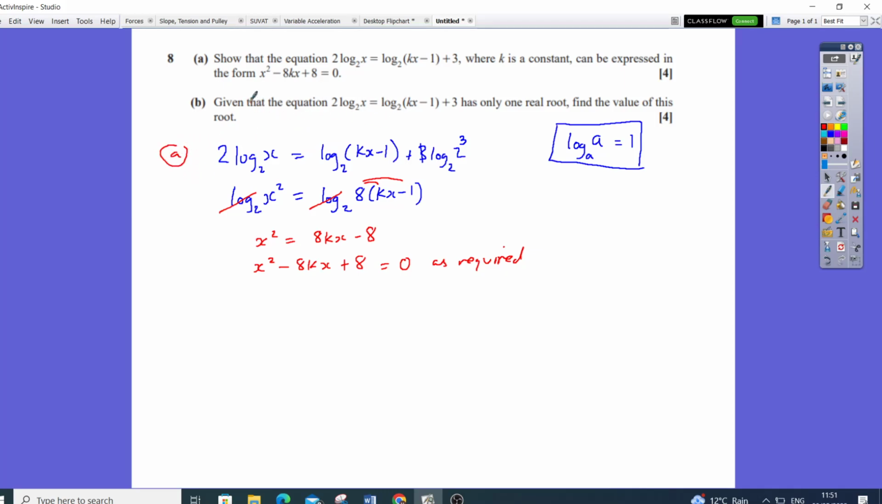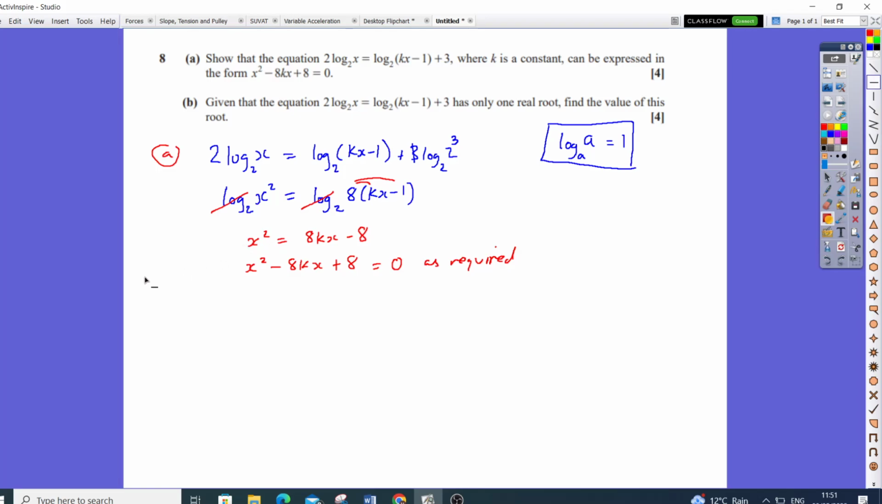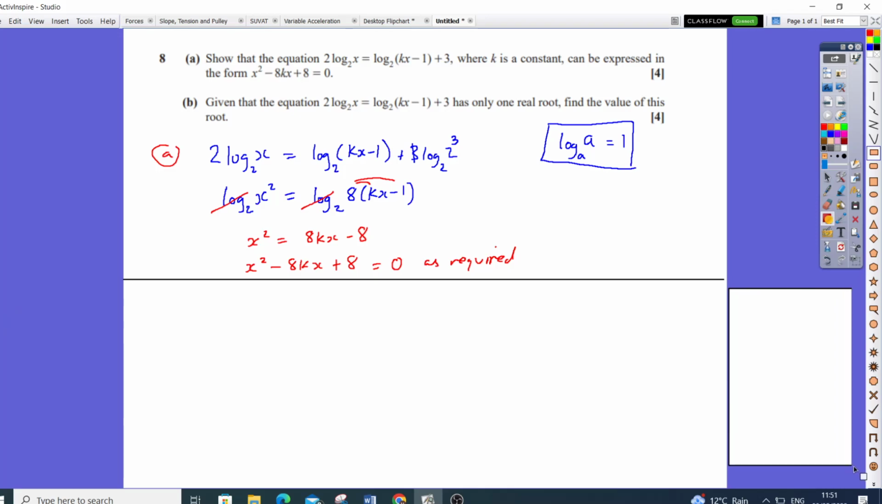Now part B, it says given that this is the equation, so that equation that was up here has only one root, find the value of the root. Okay, now if it's only got one root, let me just line this up for a minute so we're separating the two. So I'll put a line here. What I'm also going to do is some boxes here just in case I'm running out of space, just to state some facts if I need them.